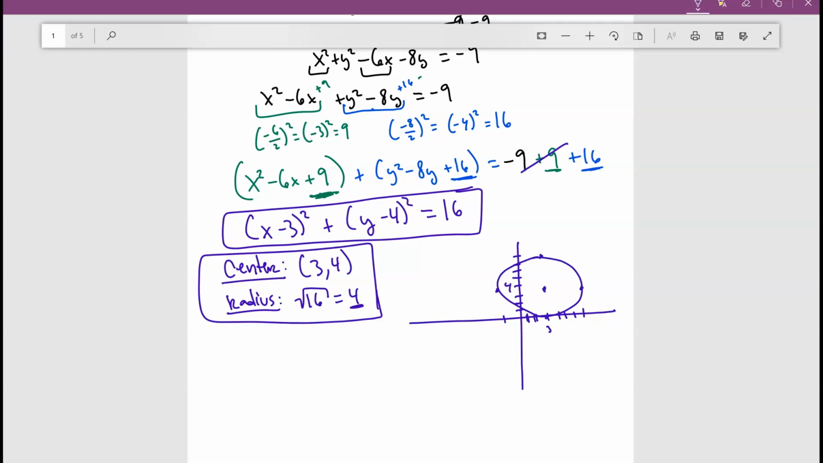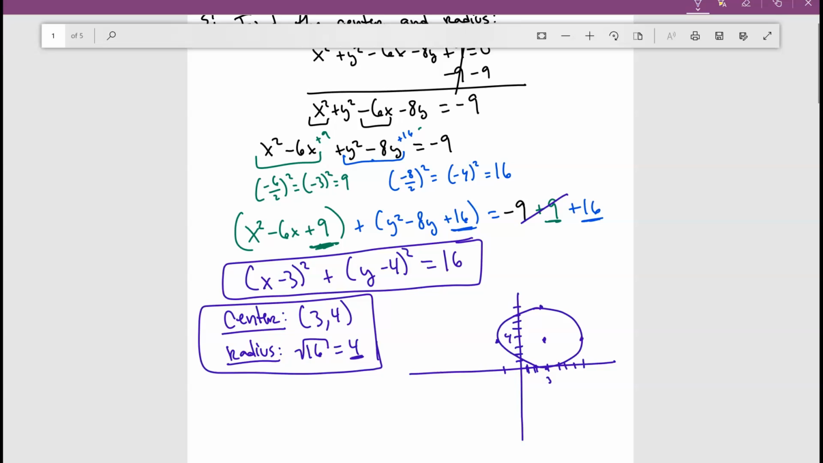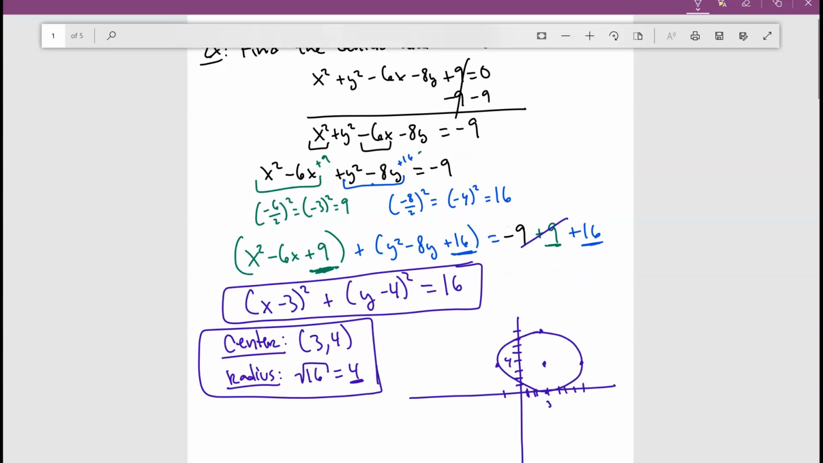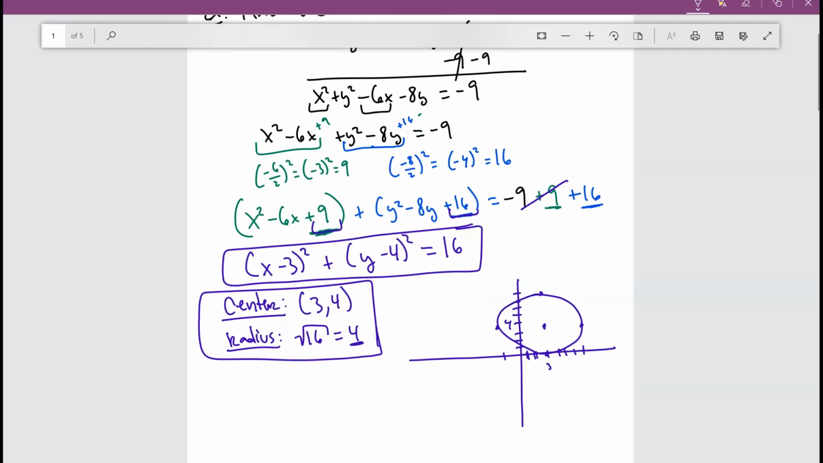So that's basically all there is. Just remember to complete the square, remember to add these terms that I add to both sides, and then everything should be fine.